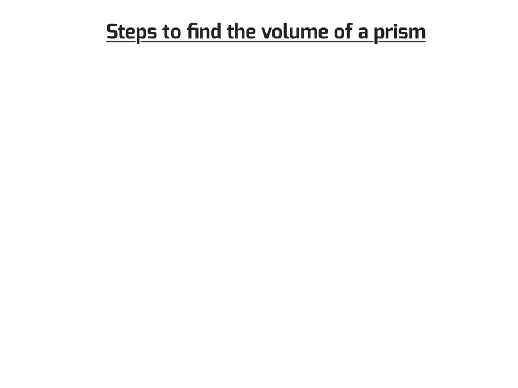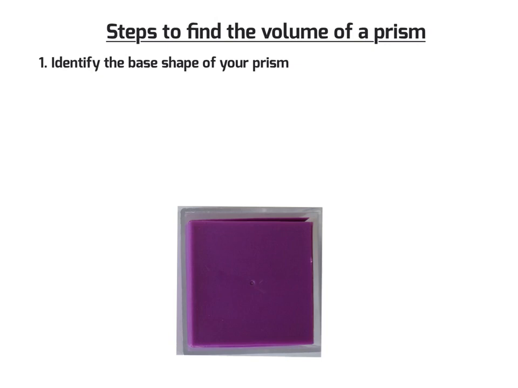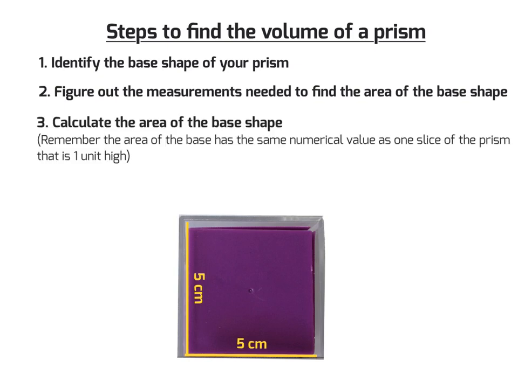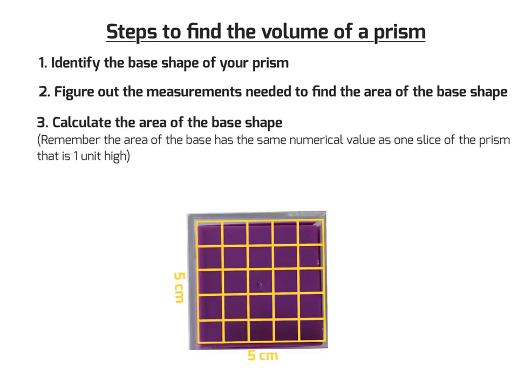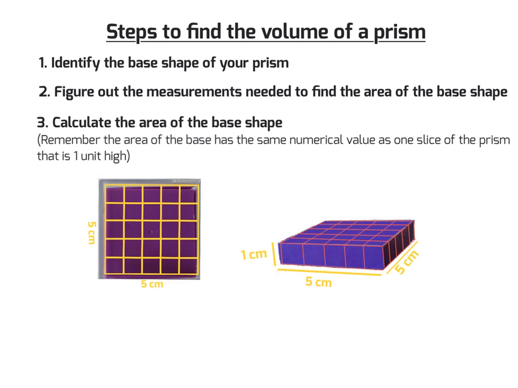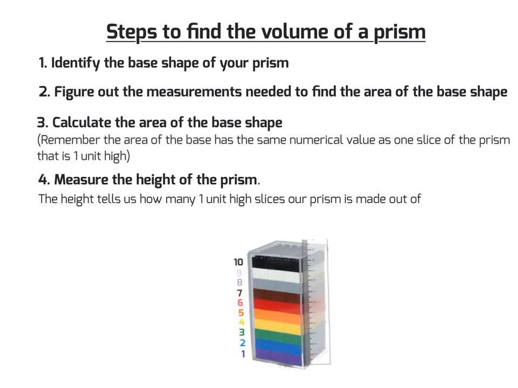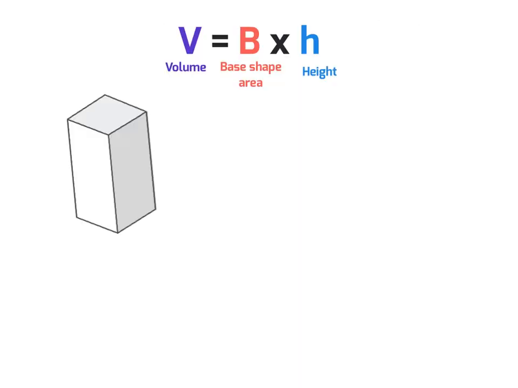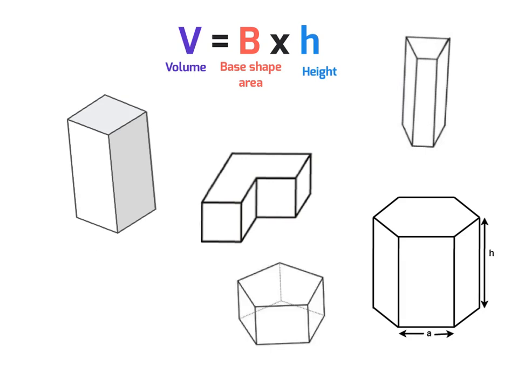These are the steps we took to find the volume of the prism. Identify the base shape of the prism. Figure out the measurements needed to find the area of the base shape. Calculate the area of the base shape. Remember, the area of the base shape has the same numerical value as one slice of the prism that is 1 unit high. Measure the height of the prism. The height tells us how many 1 unit high slices the prism is made out of. Multiply the base area by the height to find the total volume. This method works to find the volume of all prisms.